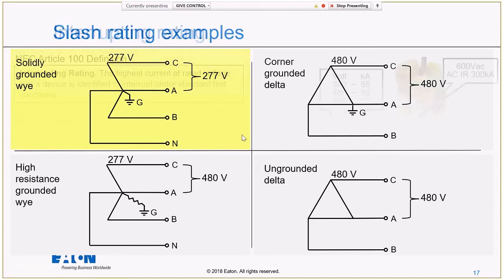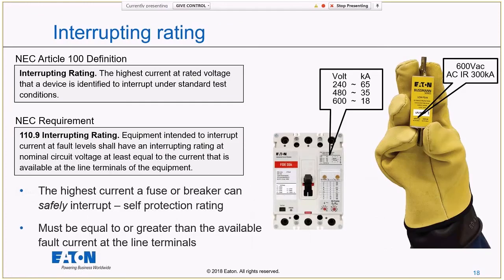Next up is interrupting rating. So interrupting rating is the last rating. What an interrupting rating is, it's exactly what it sounds like. It's the highest amount of current that it is rated to interrupt, right? So this applies to that component that does something when there's a short, right? My breaker trips, my fuse opens.